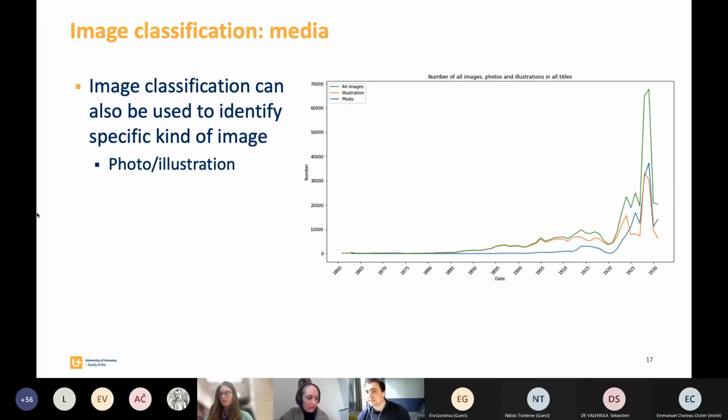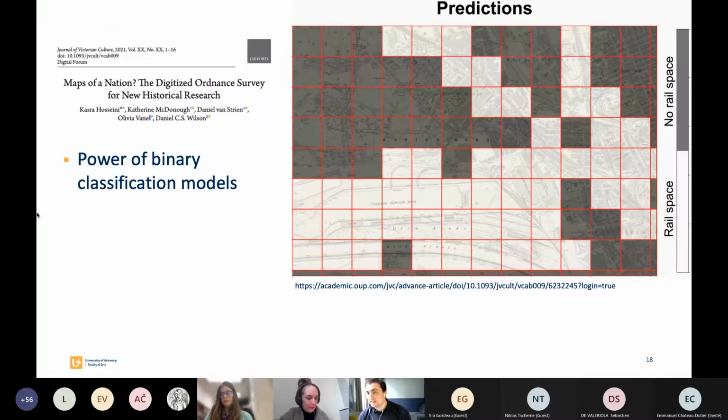We can also use image classification in very interesting ways, in a very binary way. So this comes from research from my colleagues at the Alan Turing Institute in London. And what they basically started off with is a large collection of these ordnance survey maps, so digitized maps. They were very interested in the development of railway infrastructure in the UK. And what they did is basically train a computer vision model that first divided these maps into all sorts of small squares. And then the model only had to say if an image contained railway infrastructure or not.